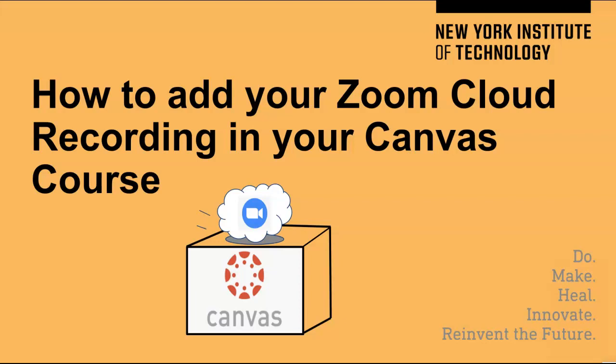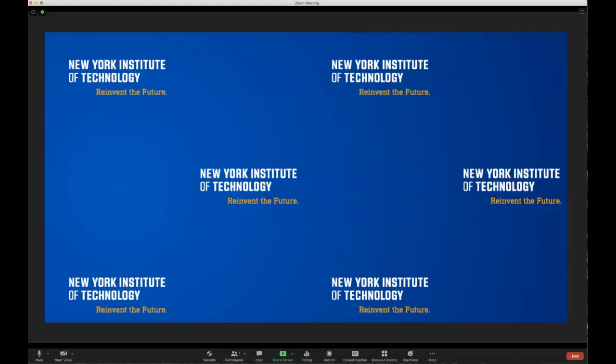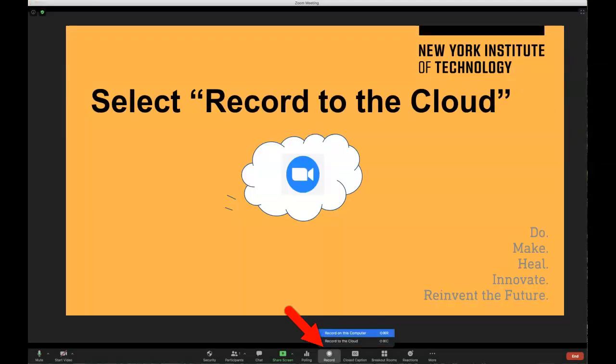In this video, I'm going to show you how to add your Zoom cloud recording in your Canvas course. When in your Zoom meeting, click on the Record button in the toolbar. You will notice two options, Record on this computer or Record to the cloud. Select Record to the cloud.